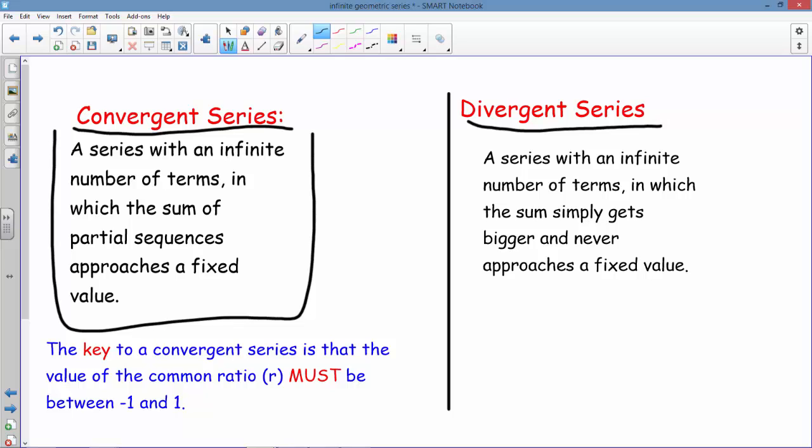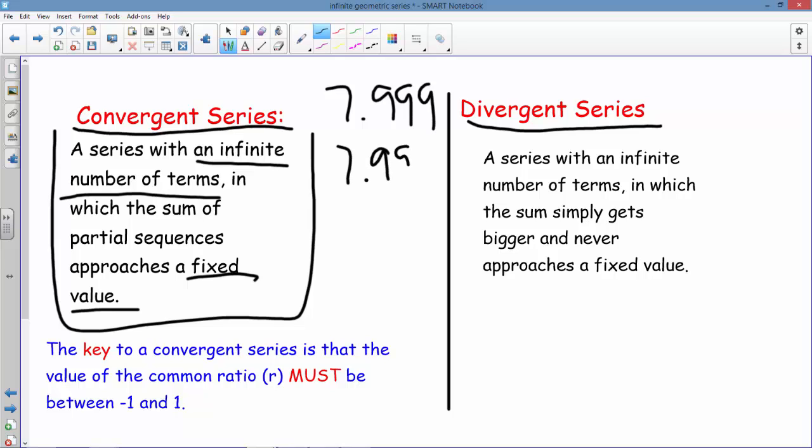Okay, a convergent series is a series with an infinite number of terms, right? So that's what we're talking about. A series with an infinite number of terms, in which the sum of the partial sequence approaches a fixed value. Just like in that last example, it kept getting closer and closer and closer to 8.